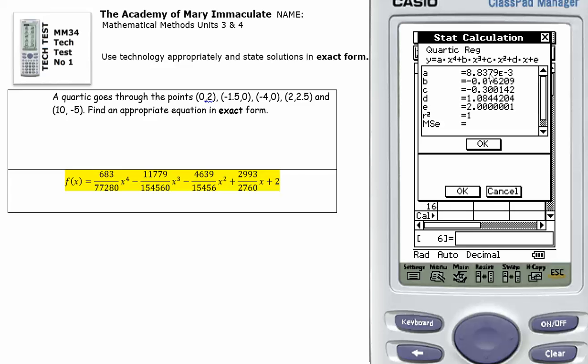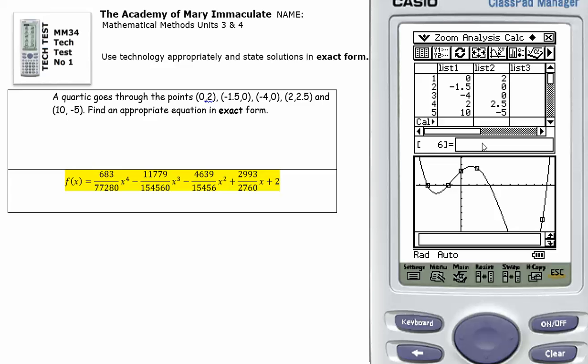okay, and it tells me that the values of a, b, c, d, e aren't exact. e is probably 2, however d is 1.0844204, which would be a decimal approximation of what d equals. a equals 0.0088379. Okay, so that doesn't help me. That's the quickest way of getting an equation, but it won't give you an exact equation.